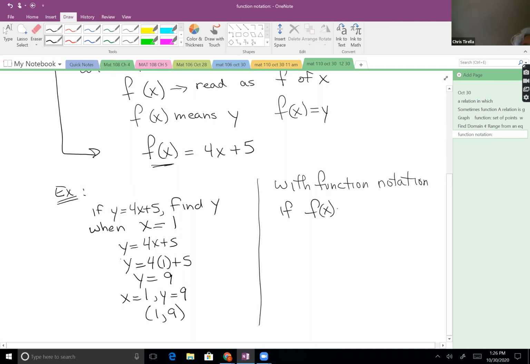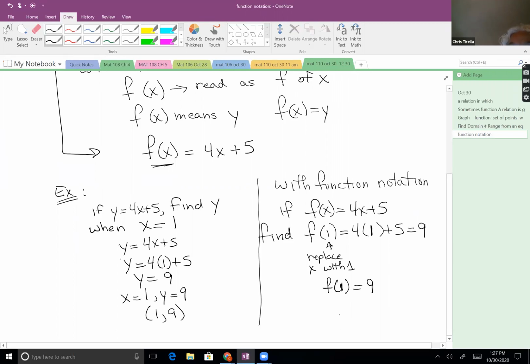If f of x equals 4x plus 5, I might ask you to find f of 1. And over here, when I write f of 1, do you see what I did was I replaced x with 1. In the name of the function, if I replace x with 1, that tells me everywhere else where there is an x, I want to put a 1. And so when I work that out, I still get my 9. So I would say f of 1 is equal to 9, which would be telling me when x is 1, y is 9.